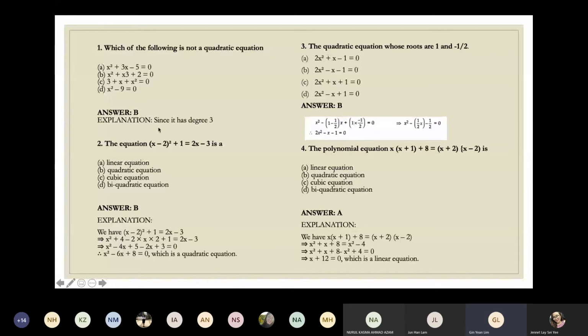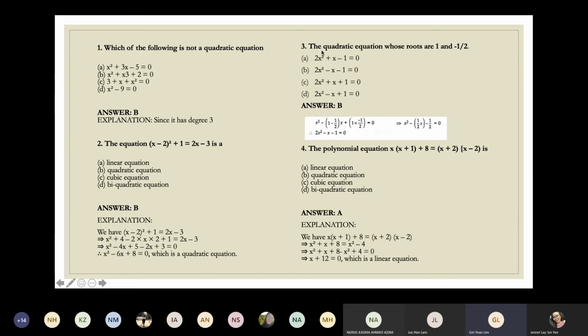For the second question, the equation (x minus 2) squared plus 1 equals 2x minus 3 is what type of equation? Firstly, you need to expand the equation because you are not sure if there's a bigger power than 2. You expand it, calculate the numbers, group the x squared, the x and the numbers, and form the general quadratic equation, which is x squared minus 6x plus 8 equals 0. It is a quadratic equation because the highest power is 2. So the answer will be B.